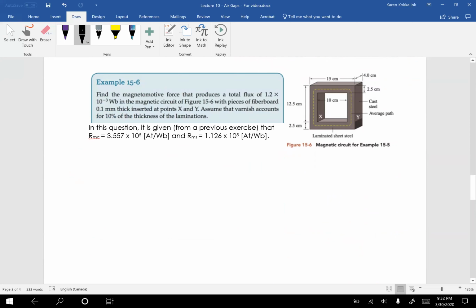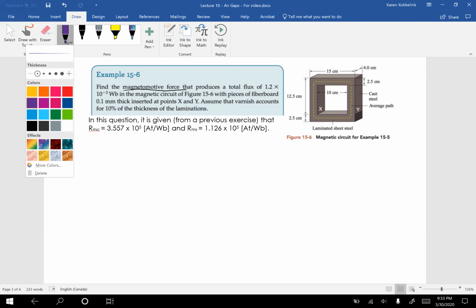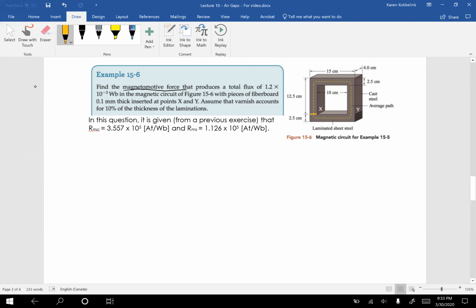Let's do an example. In this example, you have to find the magnetomotive force that produces a total flux that is given. This is the same magnetic circuit that we previously did in a lecture about series magnetic circuits. But now we're adding a piece of fiberboard or a gap here at point X and here at point Y. So let's go through this example.